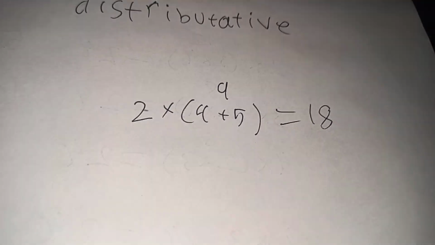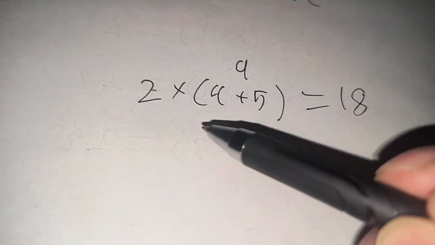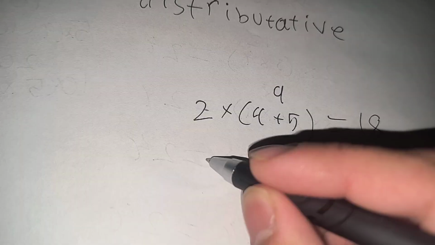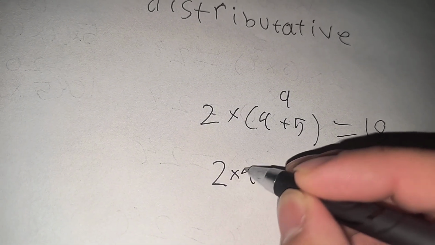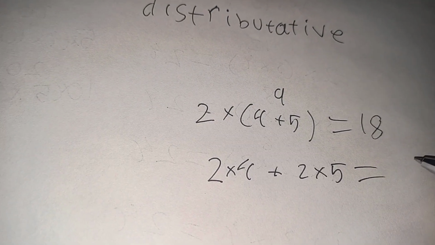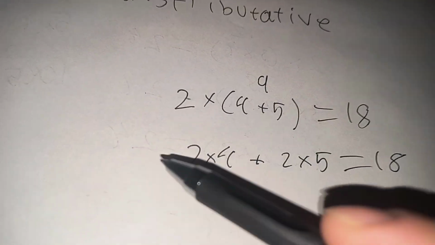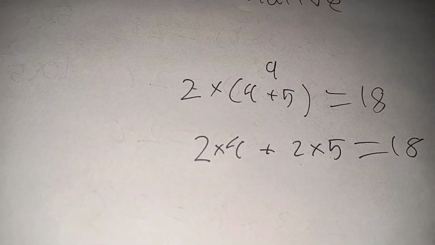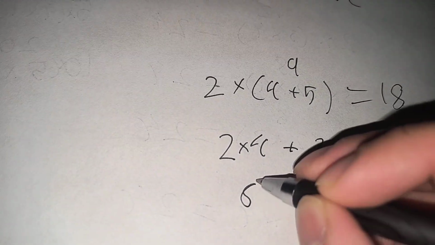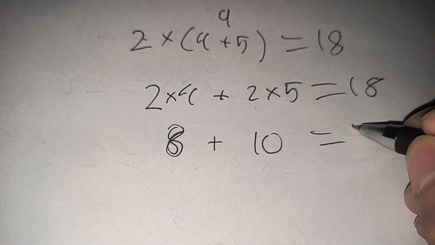Now the distributive property goes like this. This equals 18. This is equivalent to saying this: 2 times 4 plus 2 times 5 equals 18. Now, first of all, is this true? Well, let's see. 2 times 4 is 8, and 2 times 5 is 10. So this would be 8 plus 10, which is equal to 18. So yes, it's true.